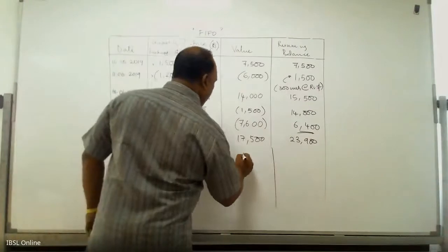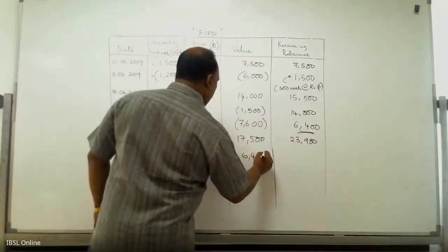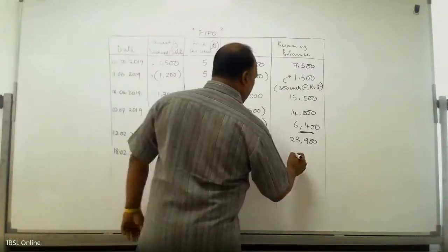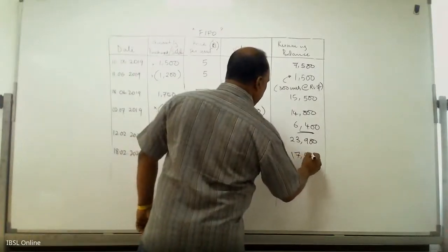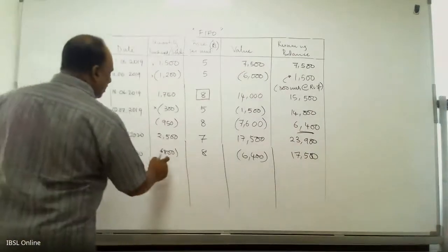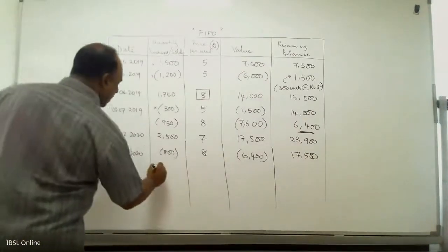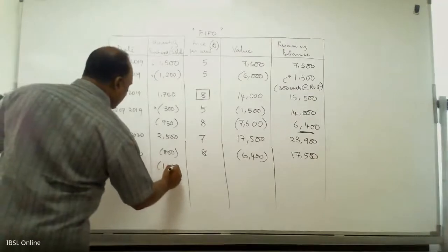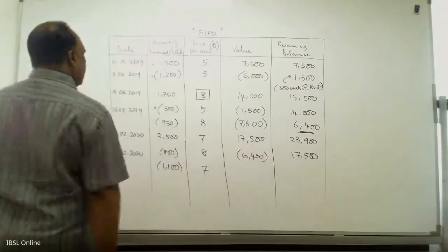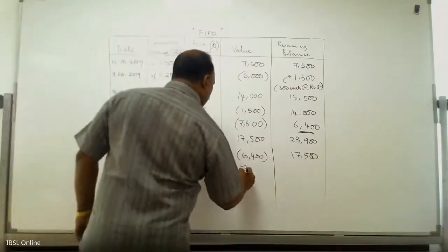That will give me 6,400. If that goes out, my closing stock will be 17,500. So now my requirement is 1,900. As a result, I will issue another 1,100 units. And that will be at 7 rupees. So that will be 7,700.